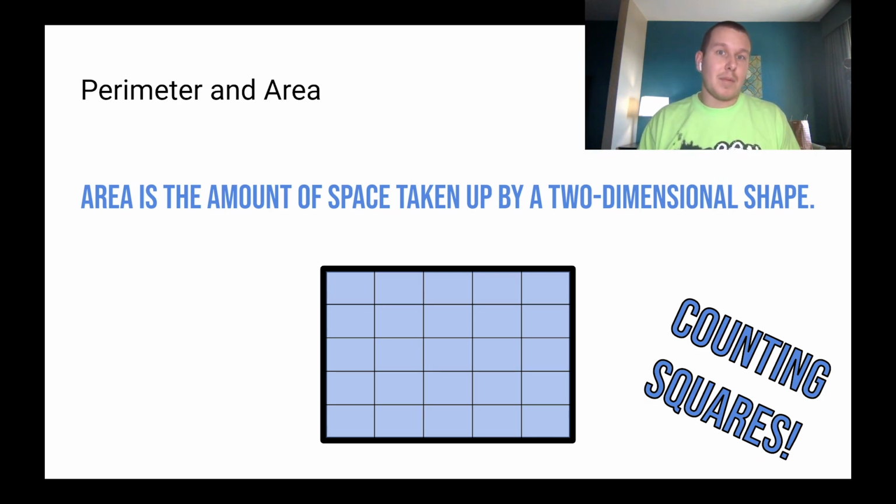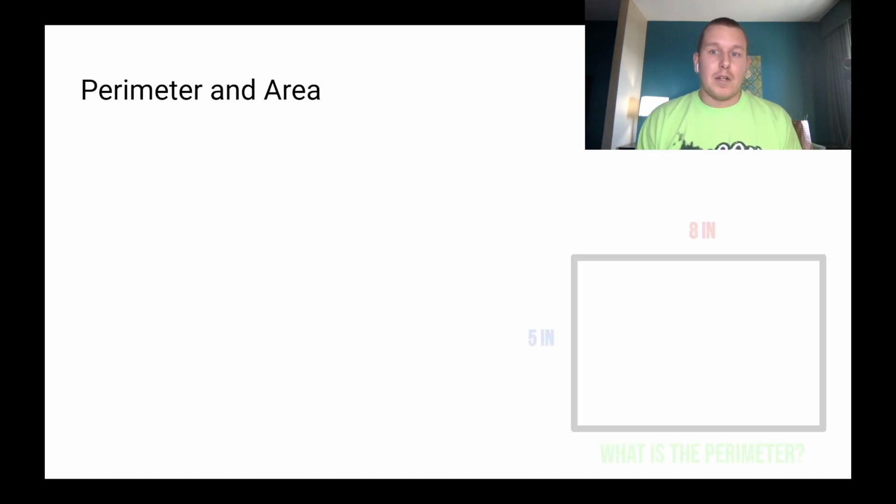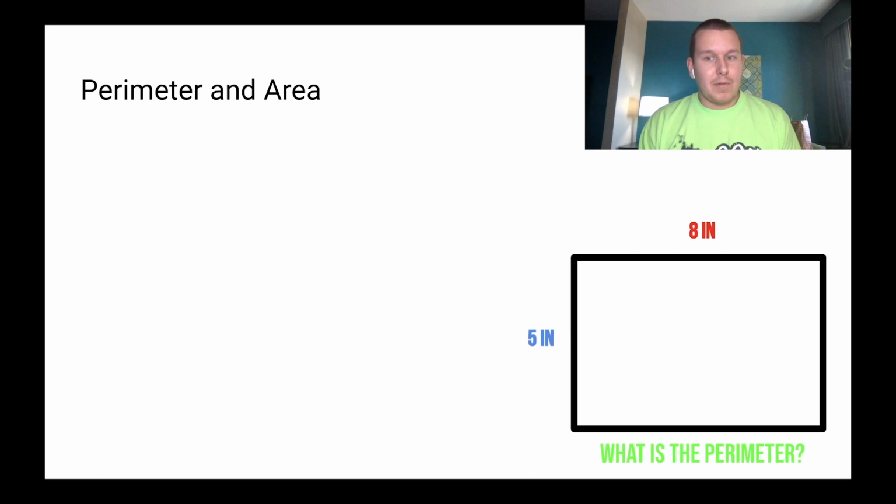Now, let's start talking about how we can find perimeter and area using some numbers. All right, so we've got a problem here. We're trying to find out what the perimeter is here. Now, I know I'm teaching you about both perimeter and area, but these steps are going to apply for both of these, okay?